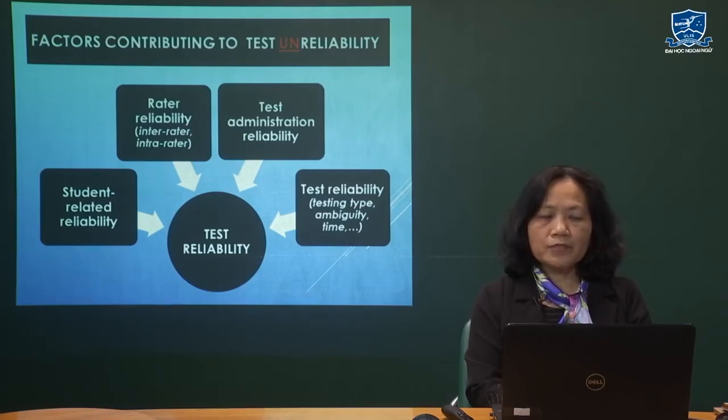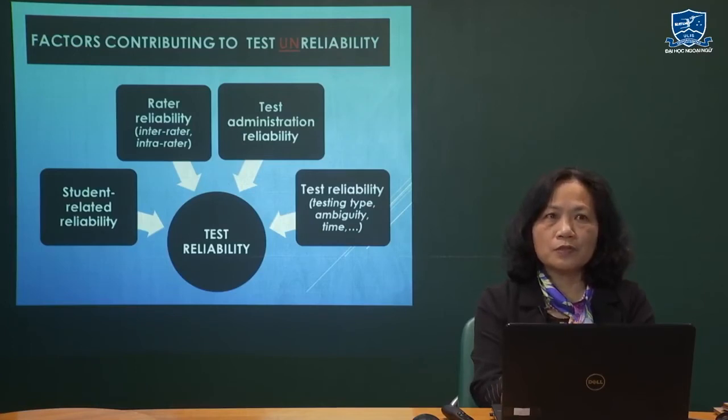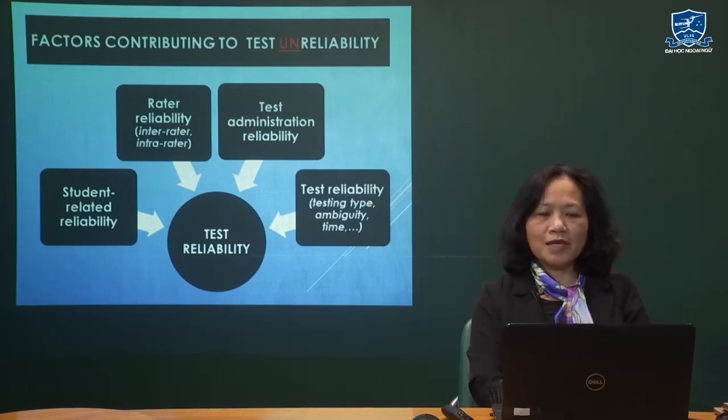And intra-rater: the same person marking or scoring the same papers at different times may produce different results. That's because the judgment of the scorer may differ at different times. So sometimes we give the same scorer some papers to mark again, and we compare the two sets of results, the first time and the second time, and see if there's agreement between the two sets of scores. If the agreement is high, we can say that intra-rater reliability is high. But if the results of the two times are quite different, then intra-rater reliability is low.